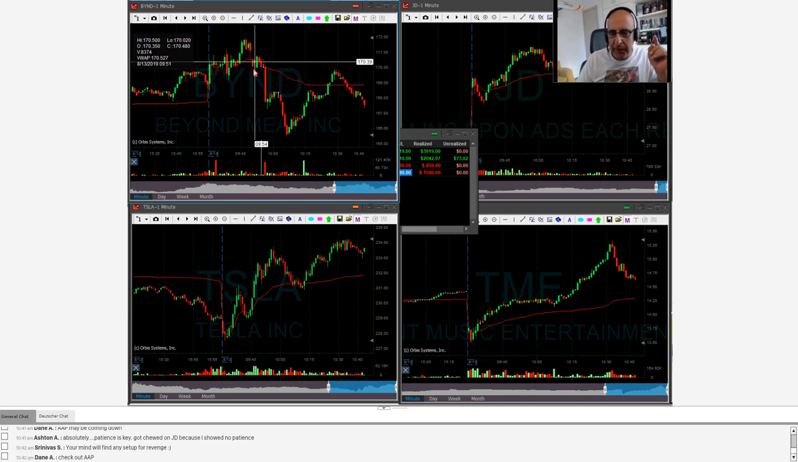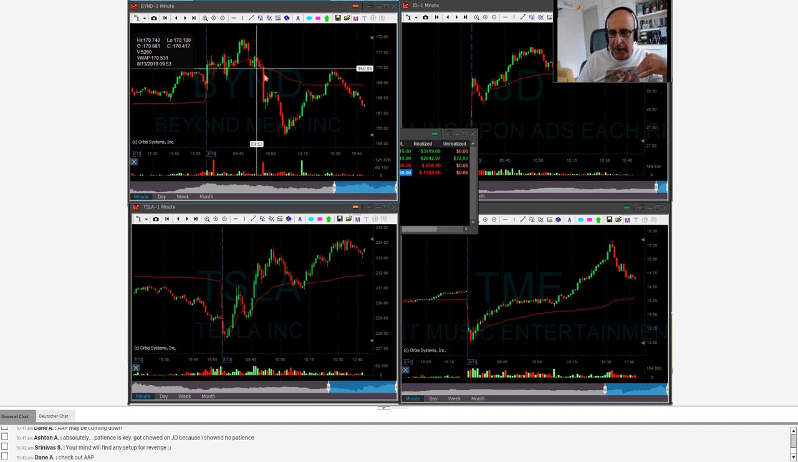Look at this beautiful bear flag formation. Originally, I posted it under 169.60. Then I changed it to 170. And when it came down, look at the way it came down. I did not get it at 170, though. It happened too quick. I got it at 169.30-something, so somewhere around here. I chased it down a bit.